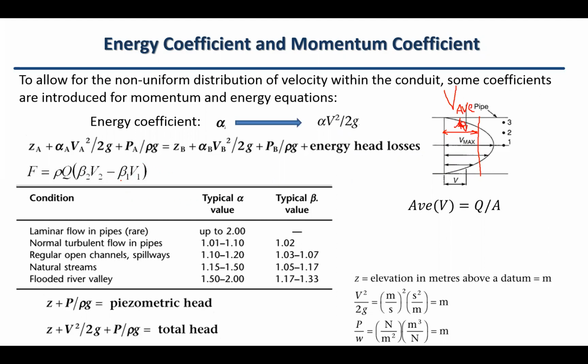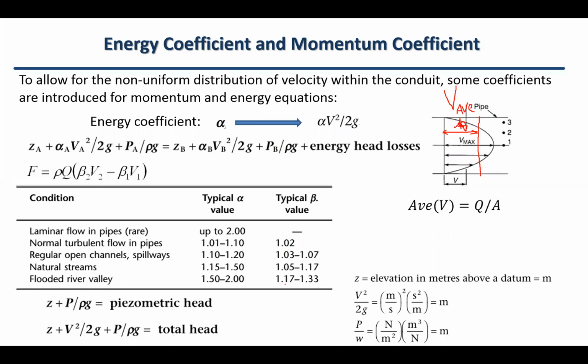And how can we calculate these coefficients alpha and beta? Normally the references provide values for the different types of flow regime that we will discuss later in this session. If the flow is laminar in pipes, alpha is going to be up to 2. For the turbulent situation, which we will discuss later, it's going to be close to 1. And for natural flow and natural streams, alpha is going to change within these ranges. So all of them range between 1 and up to 2. And beta is going to be between 1 and 1.33.